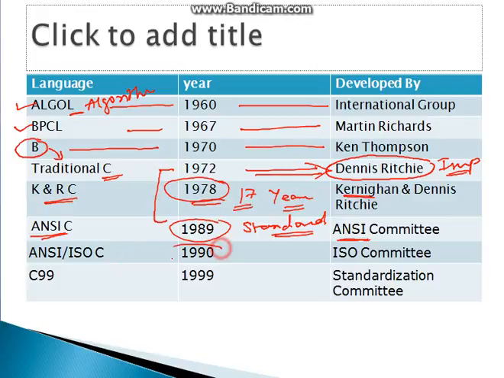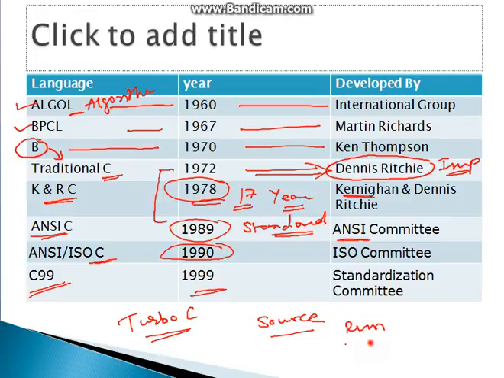The ISO committee also came up after 1 year with a better C language. The standardization committee in 1999 finalized C99. Nowadays we use Turbo C. Here the source code is available on the internet, free of cost. You can download it and run it. It basically runs on a command prompt type of screen. You just have to run that program, and you'll be able to start basic coding.